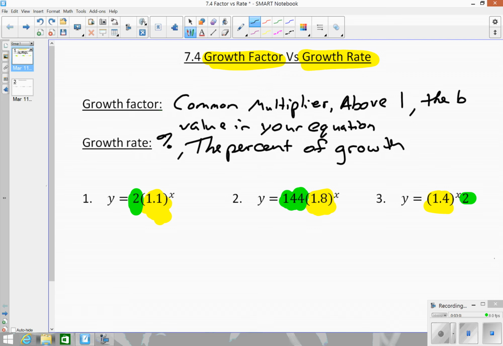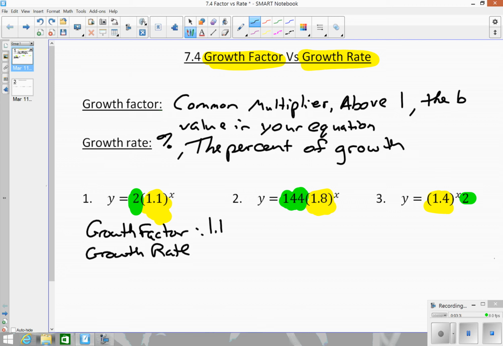Okay, now we're back. We're going to display what the growth factor is and what the growth rate is. The growth factor is what you see in your equation, and you already highlighted it. So for number 1, y equals 2 times 1.1 raised to the x, your growth factor is 1.1, right?